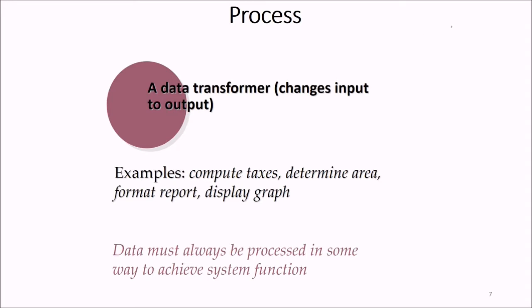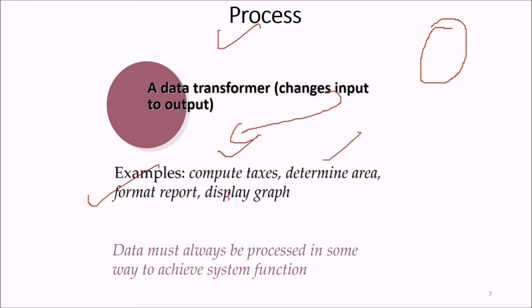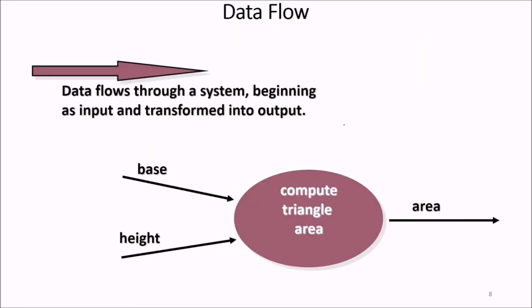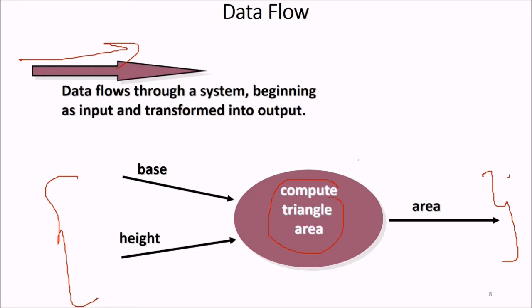In terms of the process, as we said, it will be in the form of a circle or ellipse. So a data transformer is the process which changes our input to the output. For example, compute access, determine area, format report, display graph. So data must always be processed in some way to achieve a certain system function. Then the data flow, this arrow is showing the data flow. The data flow is through the system, which can begin as an input, and finally you can get an output. So you can input the base and height to compute the triangle area. This is your function or process. These are the inputs and this should be the output area.